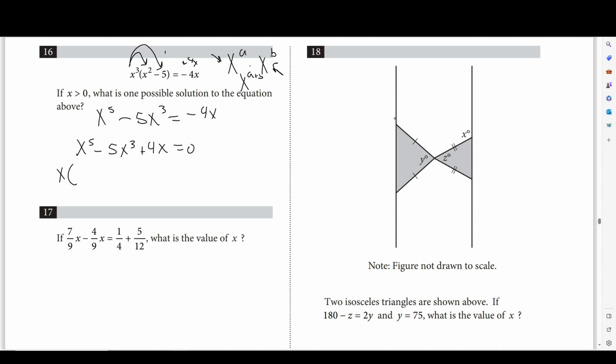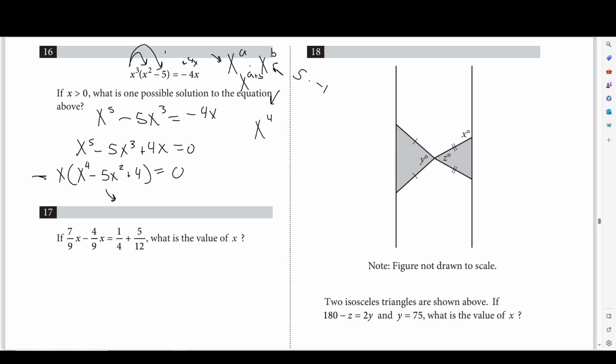Once I factor that x out, I'm left with x to the power of 4 minus 5x squared plus 4, right? I can't factor anything else out, because there's simply nothing else that these have in common other than that x. So now that I factored that x out, I have to figure out a way to break this x to the power of 4 minus 5x squared plus 4 into even simpler terms, right? Whenever I have something equal to 0, I'm always going to try to break it down into smaller terms in order to find my solution.